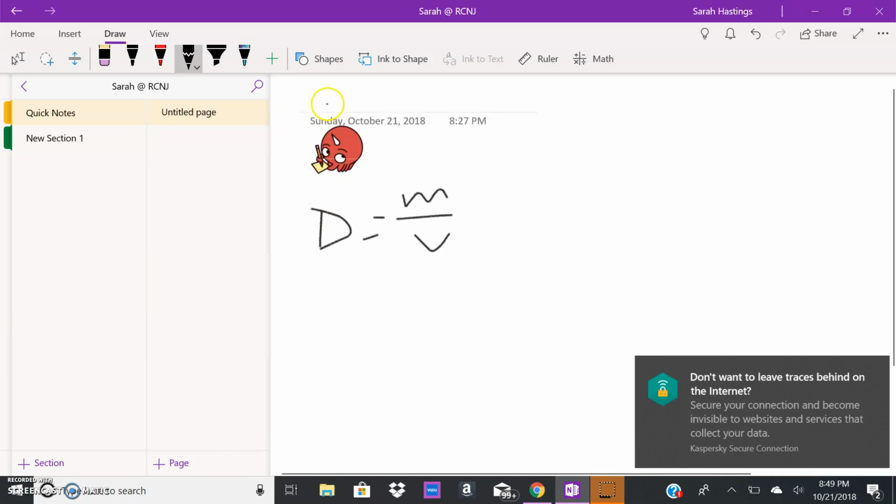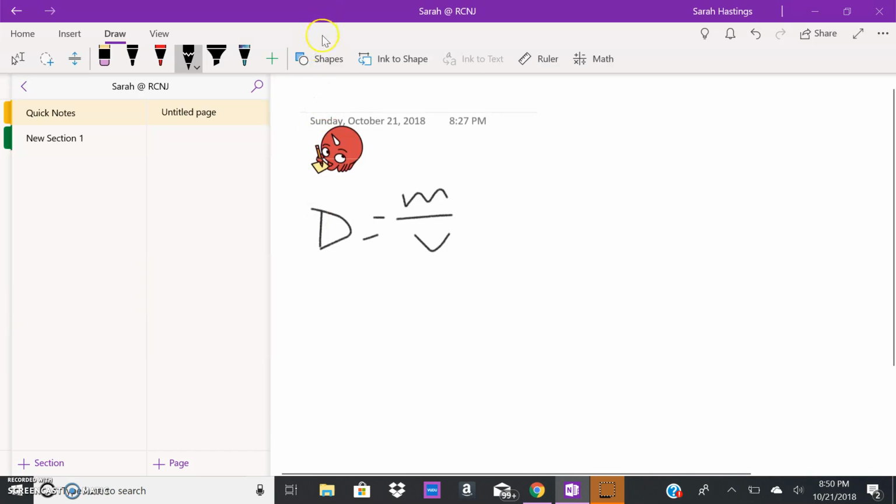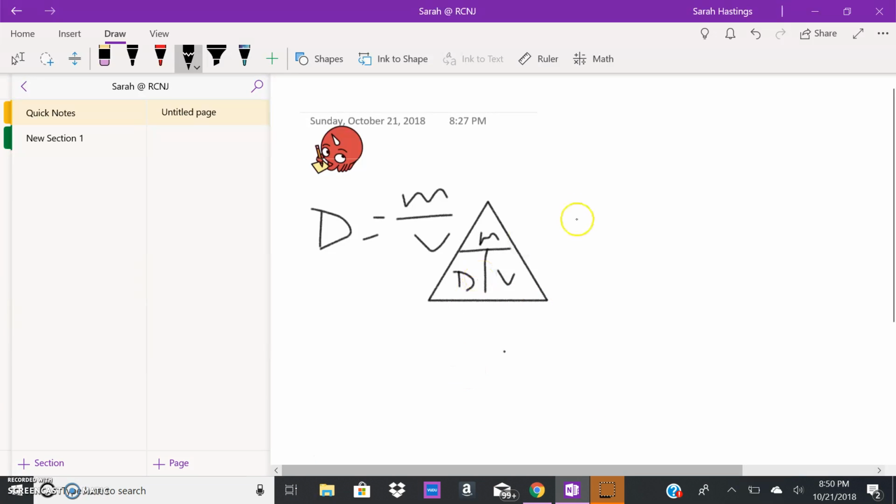So sometimes we can put these things into a triangle. And the way that we do that is we split this triangle up into three, okay? And just how these letters are arranged here is how I'm going to arrange them in my triangle. So it should be density equals mass over volume, okay? And when I have this triangle drawn, I can pretty much solve for any of the variations of this equation that I could be asked.